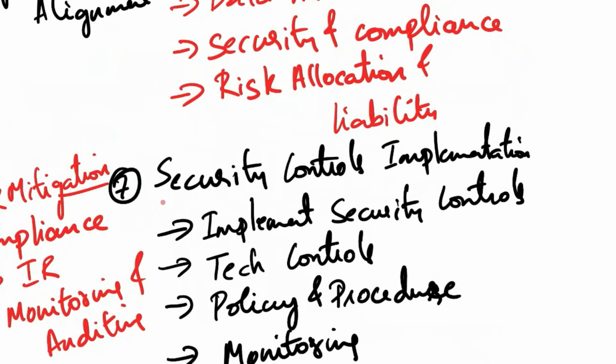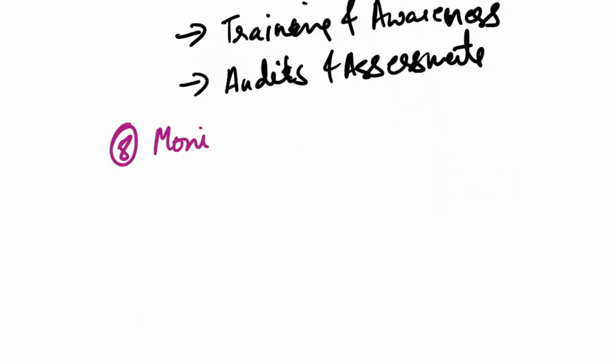So, in summary, the security controls implementation step in the TPRM process involves translating risk treatment plans into actionable measures. This ensures that third party relationships are governed by robust security controls, leading to enhanced security and resilience within the organization. Let's go to the next step, monitoring and surveillance.